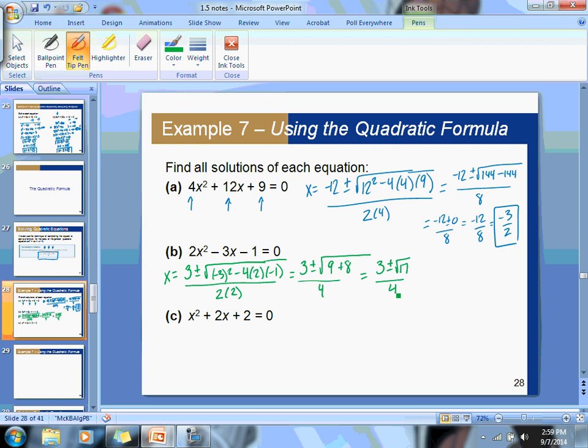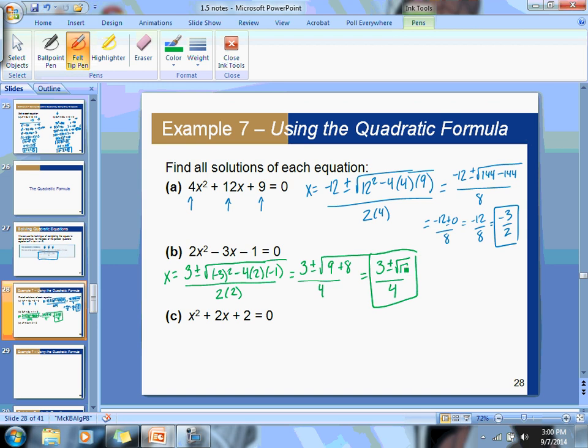And actually, that's all I can do for this one. That's as simplified as that answer is going to get. I can't break down 17. It's not a perfect square. I can't take out a perfect square. So we're done. So there I actually got an irrational solution. And I actually have two of them. This plus and minus tells me that I have one answer if I add the 3 in the radical, and then another answer if I subtract the 3 in the radical.